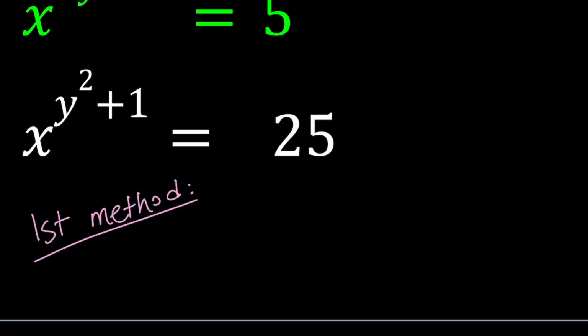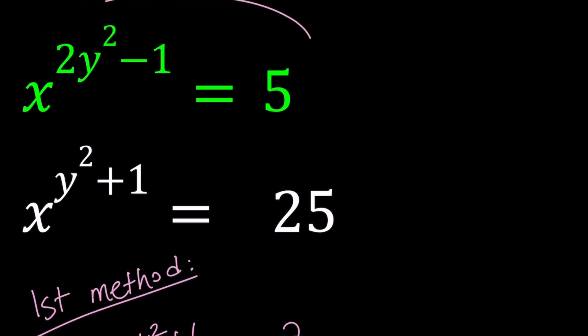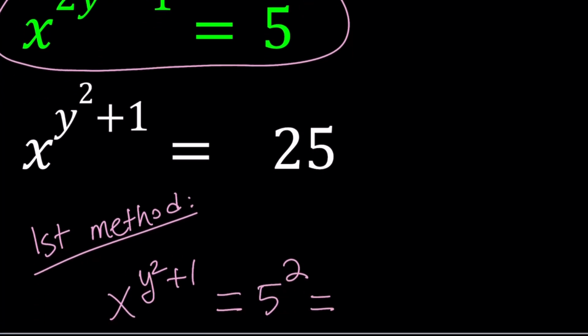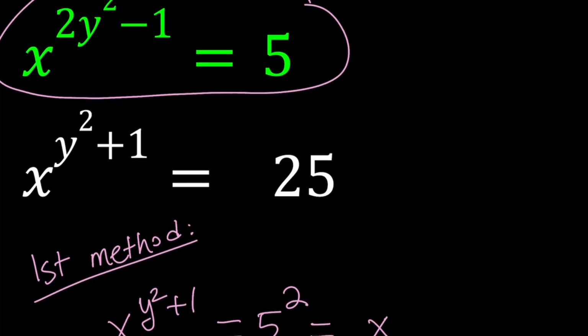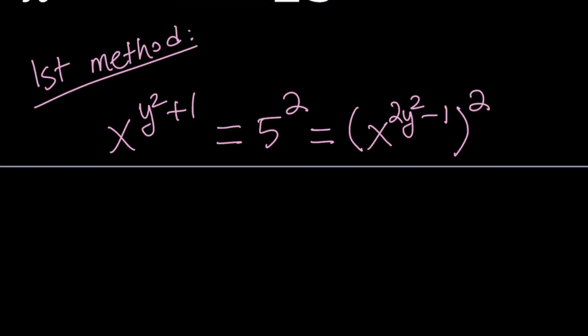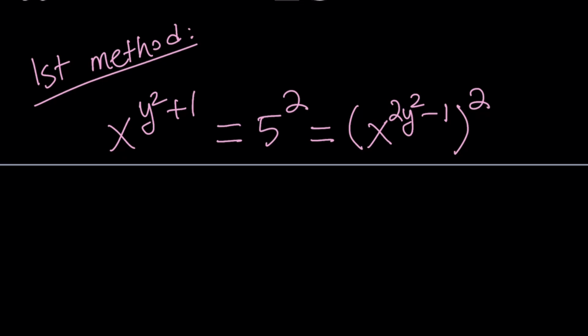For my first method, I'm going to use the fact that 25 is 5 squared. So we can write the second equation as x to the power y squared plus 1 equals 5 squared. But from the first equation, 5 is equal to x to the power something, so we can basically replace the 5 with that. Let's do it: replace 5 with x to the power 2y squared minus 1, and then we have to square it. Great, now we've got an equality, and we can put these two together.